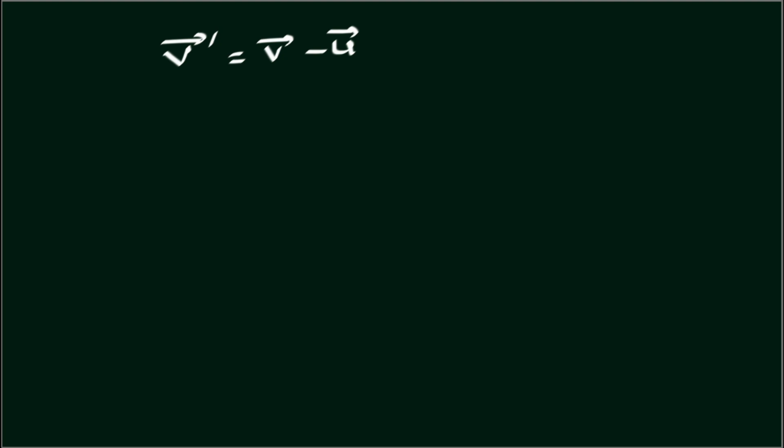V is the velocity of the rain in the ground frame. U is the velocity of the cyclist in the ground frame. So this is V, the velocity of the rain as seen in the ground frame. U is the velocity of the cyclist as seen in the ground frame.